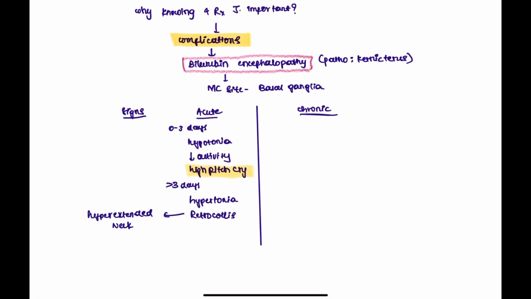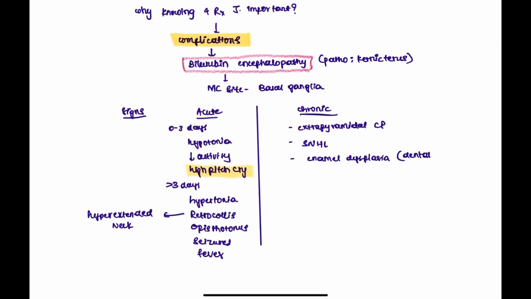The child also has retrocollis, which is nothing but hyperextension of the neck. Then the child will be in opisthotonos position. The child can also present with seizures and fever. In the chronic form, the child usually presents with extrapyramidal cerebral palsy. The child has sensorineural hearing loss and enamel dysplasia, which is nothing but dental problems.